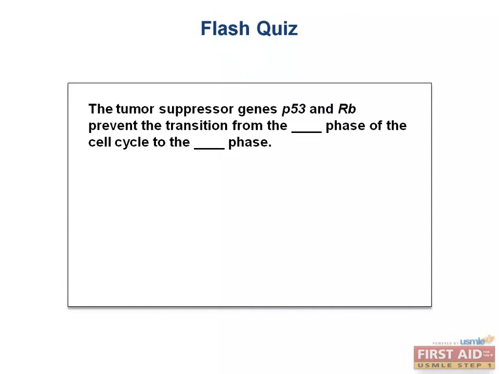Alright, time for our first flash quiz of the cellular section. The tumor suppressor genes P53 and RB prevent the transition from the blank phase of the cell cycle to the blank phase. So these guys block the G1 to S phase transition, because remember, once you get past that step, the cell is pretty much committed to go through the rest of the cell cycle.